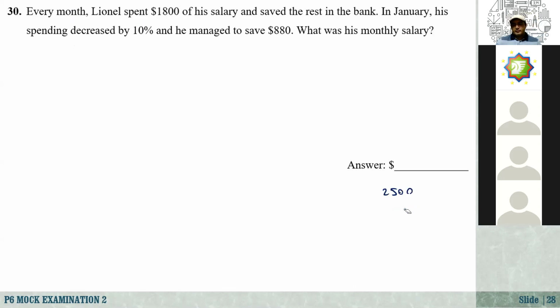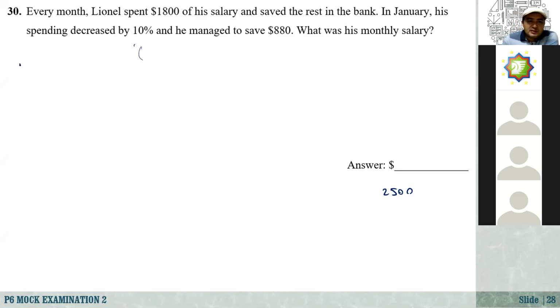Okay, guys, let's do this. I don't know, you are so tired or others so quiet today. Every month, Lionel spent $1,800 of his salary. That means that his salary is more than 1,800, right? And saved the rest in the bank. In January, his spending decreased by 10%, and he managed to save $880. What was his monthly salary, right?